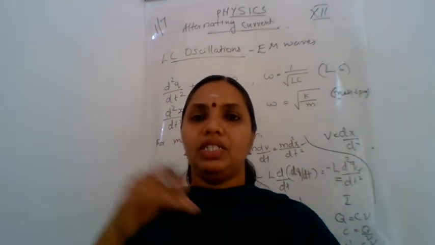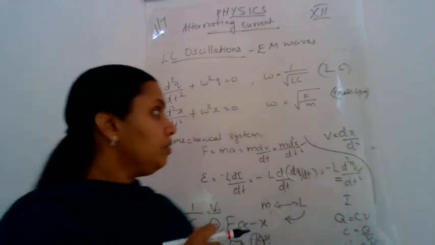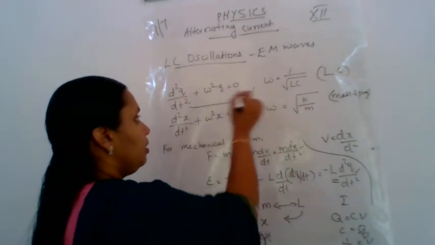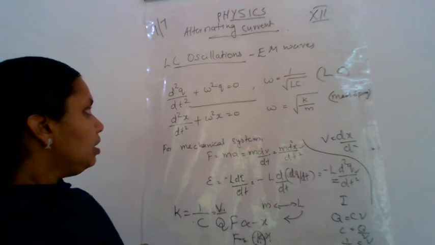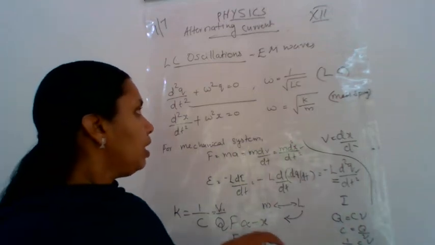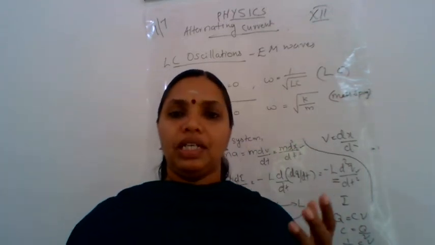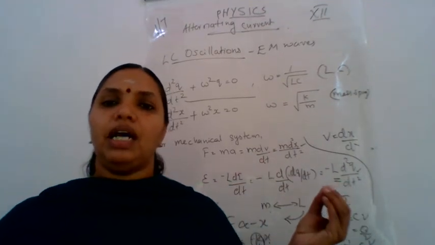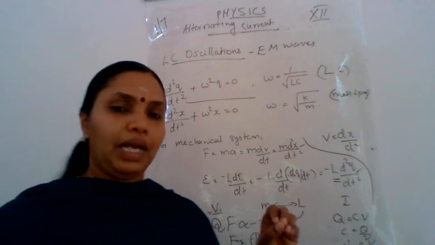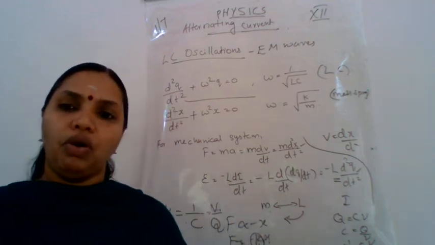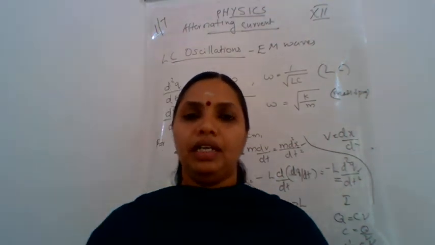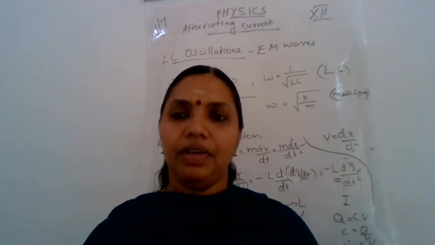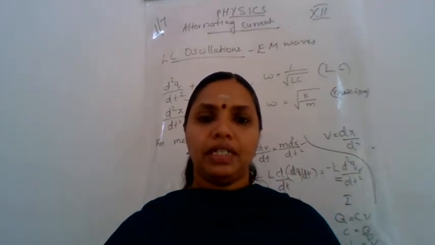That oscillation is simple harmonic, because solving the equation, we get d square q by dt square plus omega square q is equal to 0. That satisfies the general expression for a simple harmonic wave, and it is similar to a mechanical wave also. So write down the next question.